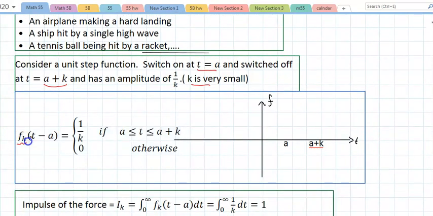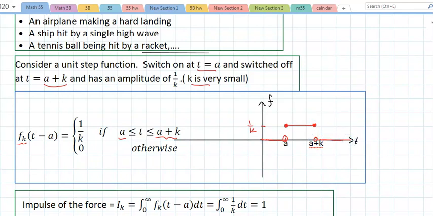f sub k of t minus a turns on at a. It becomes 1 over k. So if this is 1 over k, and this turns on right there, it's 0 anywhere else. Once you get to a, you're up there, and it stays at 1 over k until you hit t equaling a plus k. It shuts down.